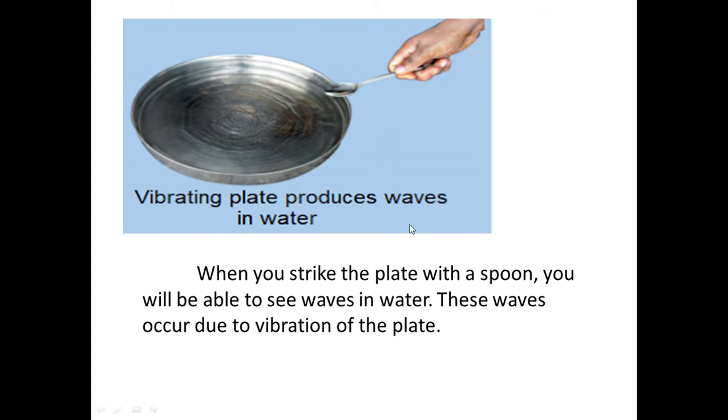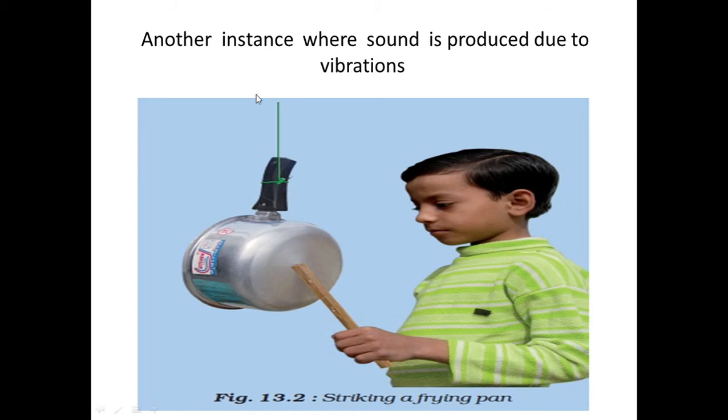Vibrating plate produces waves in water. You can do this activity at home. When you strike the plate with a spoon, you will be able to see waves in water. These waves occur due to vibration of the plate. It's a very simple activity. Another instance where sound is produced due to vibrations. Striking a frying pan using an object. You can do this activity at home.